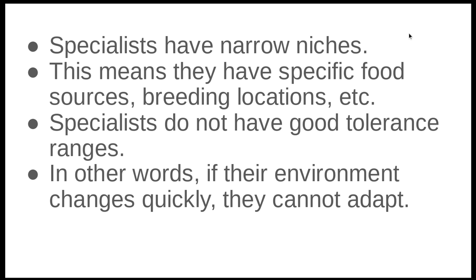A specialist is a species that has a very narrow niche. In other words, they only eat a few things, they only live in very specific places, they only reproduce at a very specific time, they need a very specific place in order to reproduce. There's something about their niche that is very restrictive. This means if that part of their niche overlaps with another organism, it's going to be hard for them to tolerate that. They're not going to be able to deal with that very well.